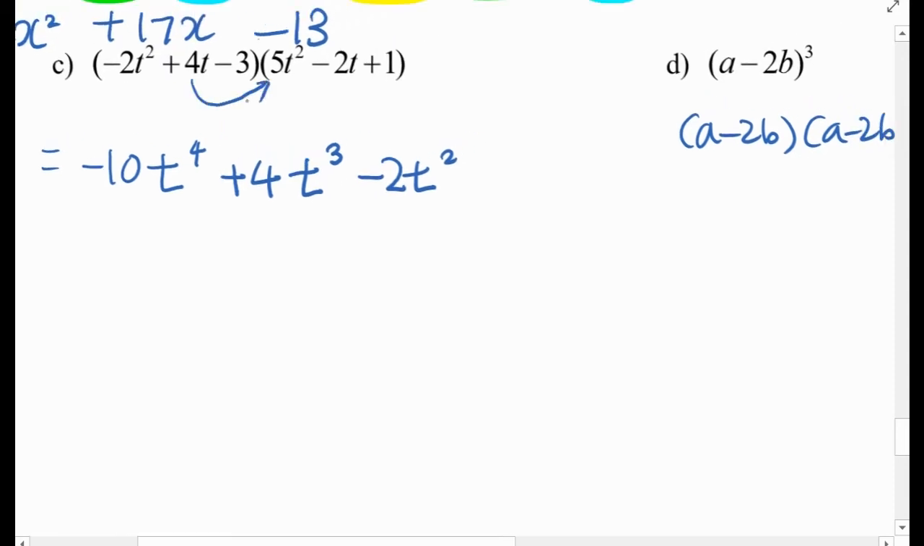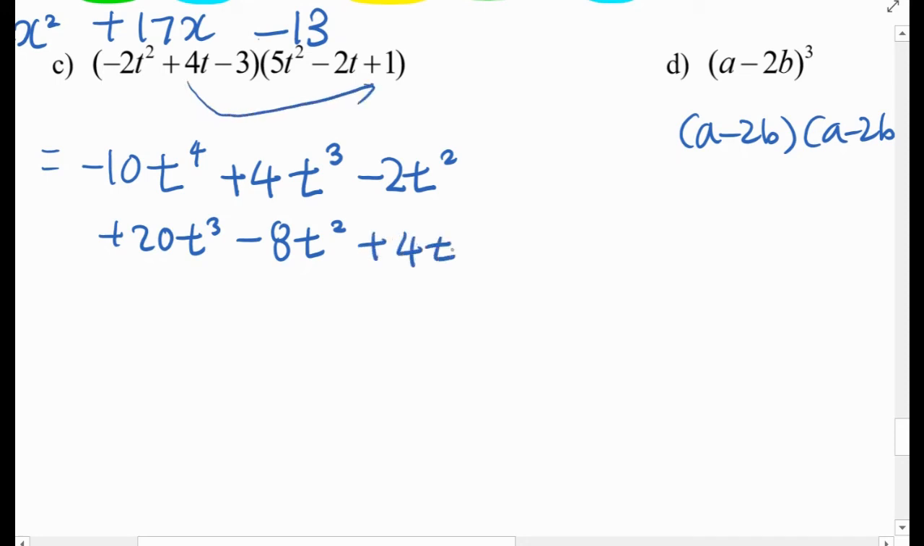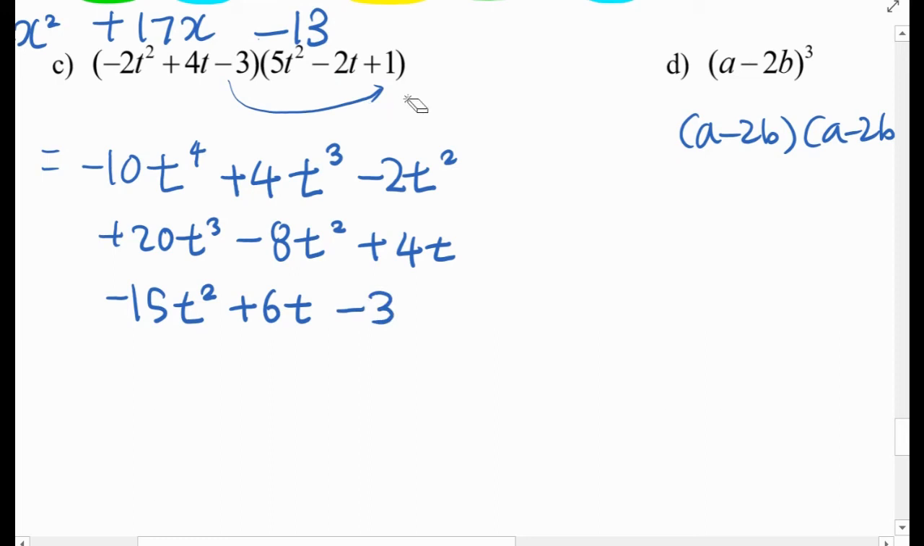Positive 4t times 5t squared, 20t cubed. Positive 4t times negative 2t, negative 8t squared. Positive 4t times positive 1, positive 4t. Negative 3 times 5t squared, negative 15t squared. Negative 3 times negative 2t is positive 6t. Negative 3 times positive 1, negative 3.